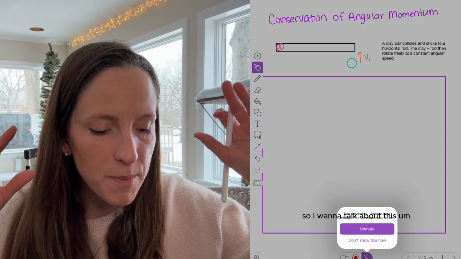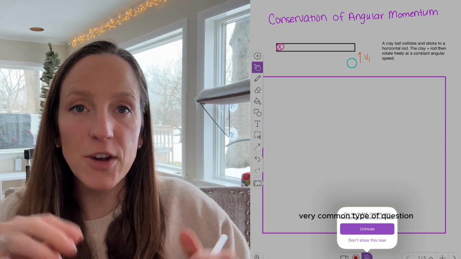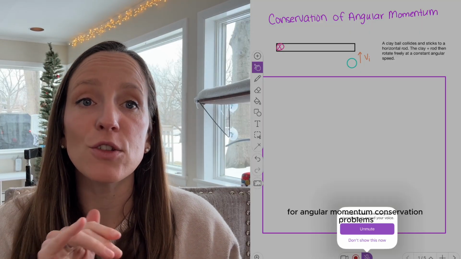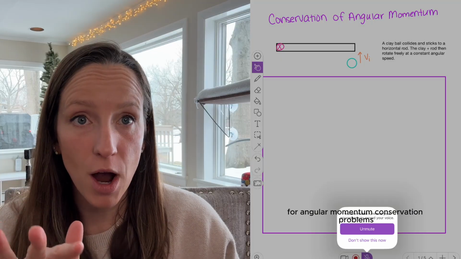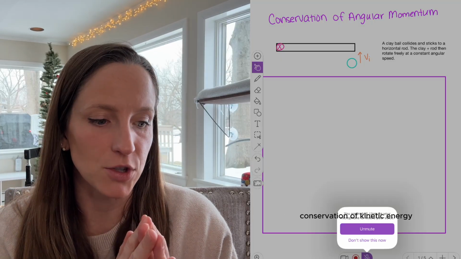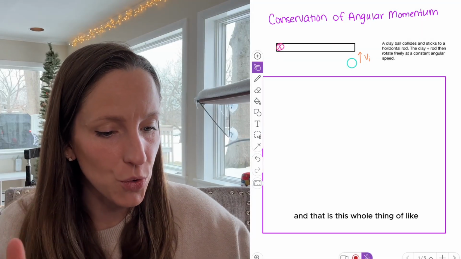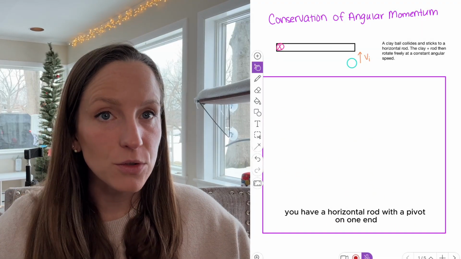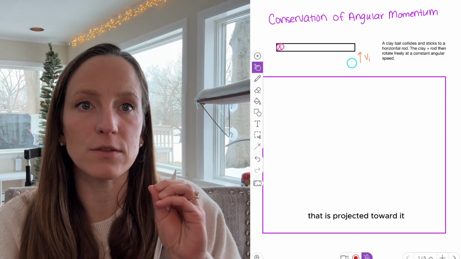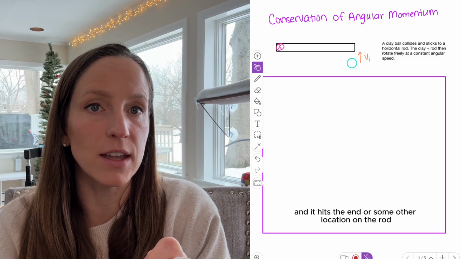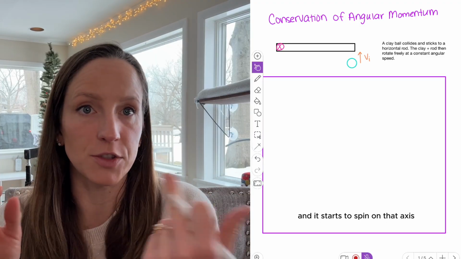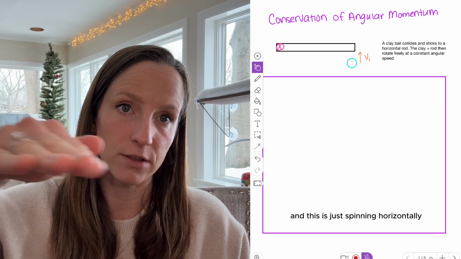So I want to talk about this very common type of question that you see for angular momentum conservation problems that also gets a little bit into questions about conservation of kinetic energy. And that is this whole thing of, you have a horizontal rod with a pivot on one end, you have a clay ball that is projected toward it and it hits the end or some other location on the rod, and then it sticks together and it starts to spin on that axis. And this is just spinning horizontally.